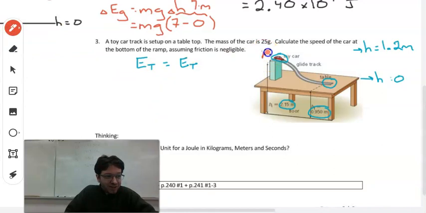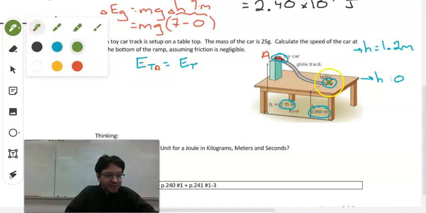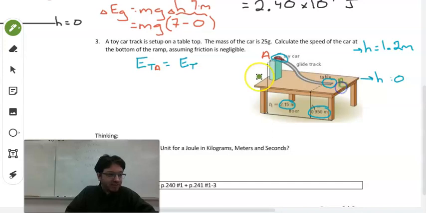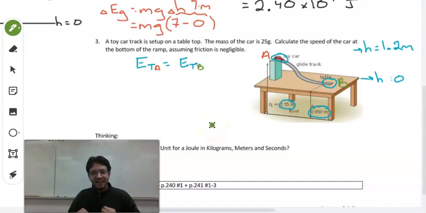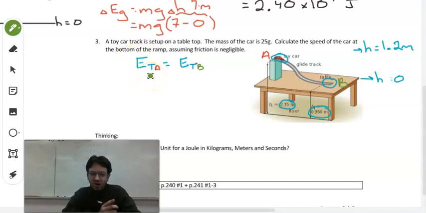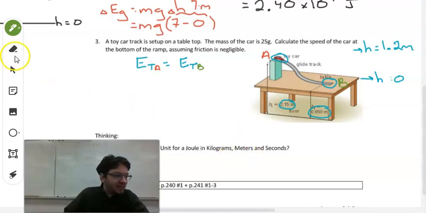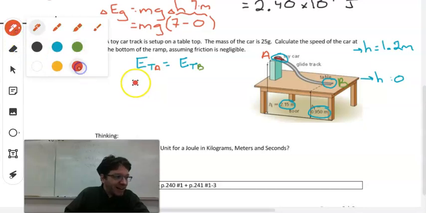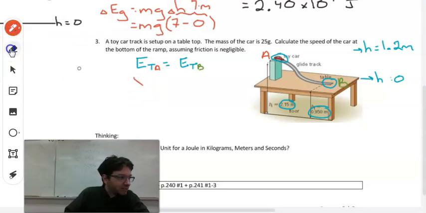So let's call the point up here A, where the car is up top. I can say the total energy at A equals the total energy at B, using this as point B. Now this equation can actually do something for us. What are all the possible potential and kinetic energies at A? It's not moving at A, so there's no kinetic energy. But it is lifted up from the table, so it has gravitational potential energy. So at A, we have gravitational potential energy, EG.